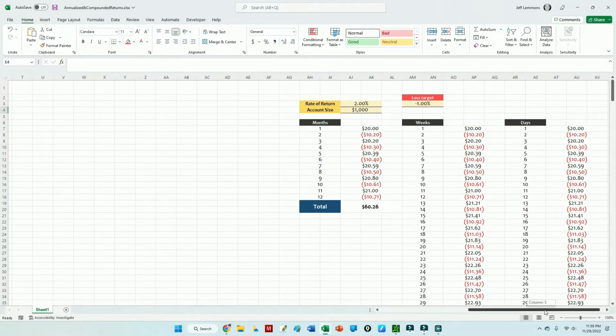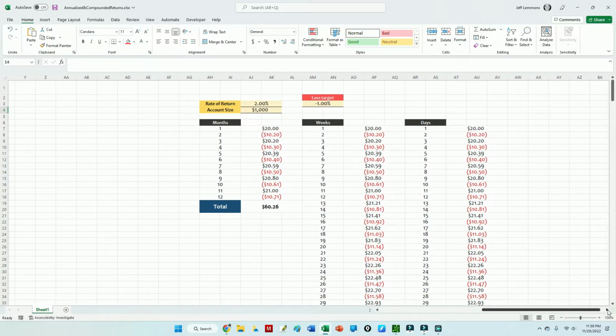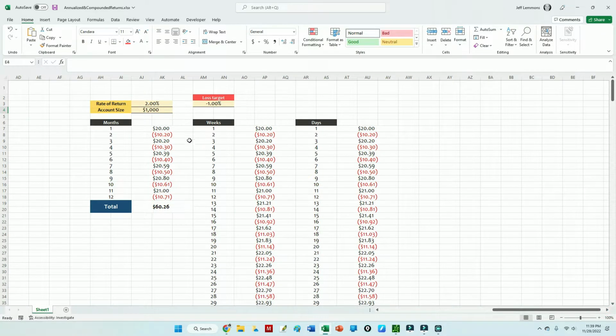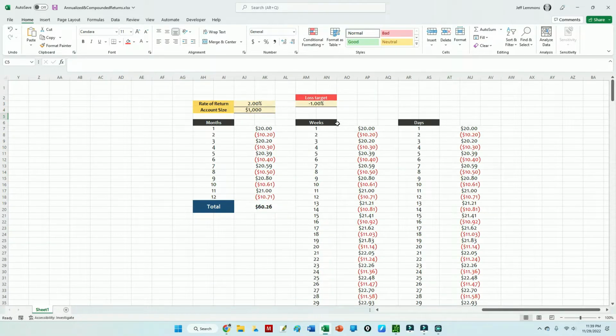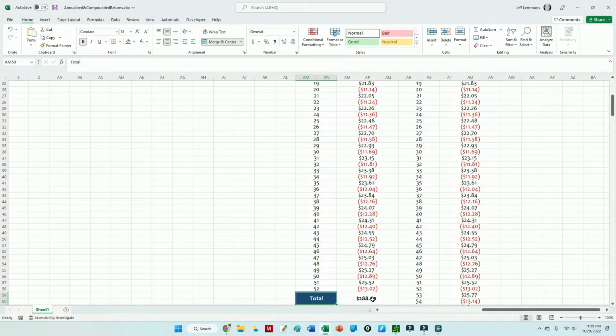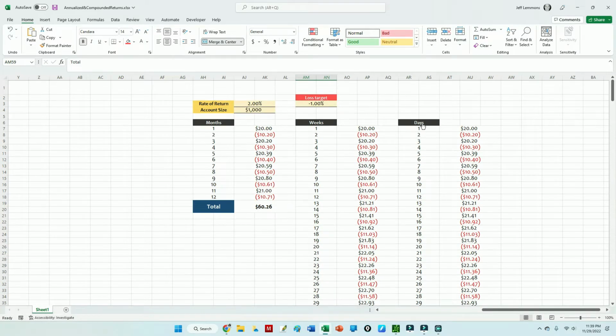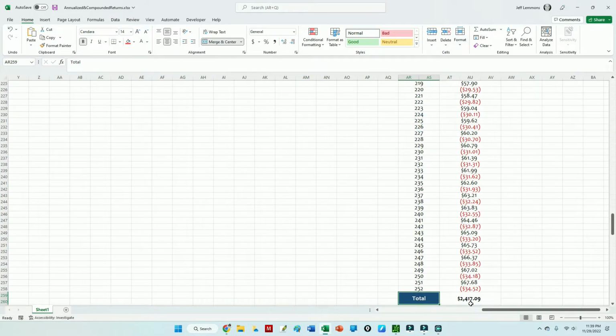So what I've done is I've created another variation of that exact same layout, and it just assumes that every other period you make a profit, and every period where you don't make a profit, you only lose 1%. And if you did that, you would make $60.26. And then for a weekly target, you could make $288. And then if you were able to make that percentage every day, you'd make $24.17.